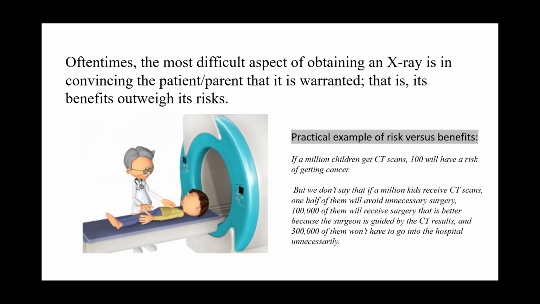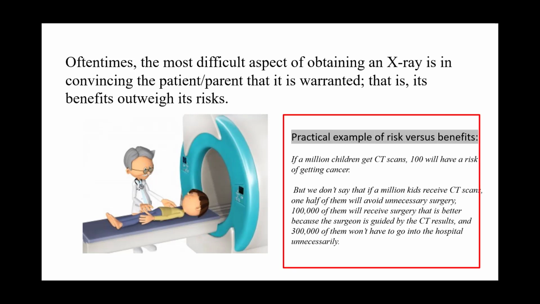Here's a practical example of risk versus benefits. Here we have a child that needs a CT scan prior to surgery. We will see that if 1 million children get CT scans, there is a possibility that 100 will have a risk of getting cancer. That is simply a possibility. That does not mean that all 100 of them get cancer. But this is what the person usually looks at.